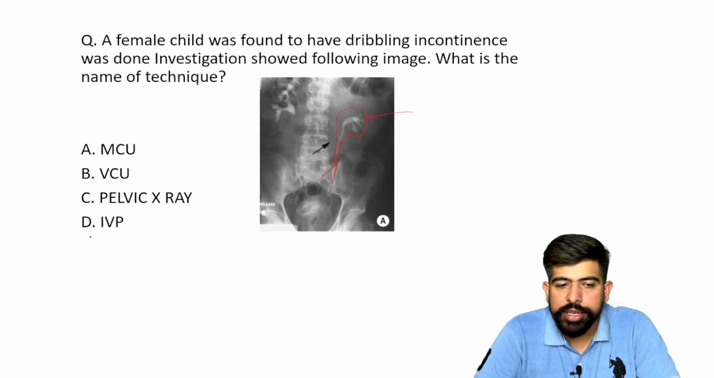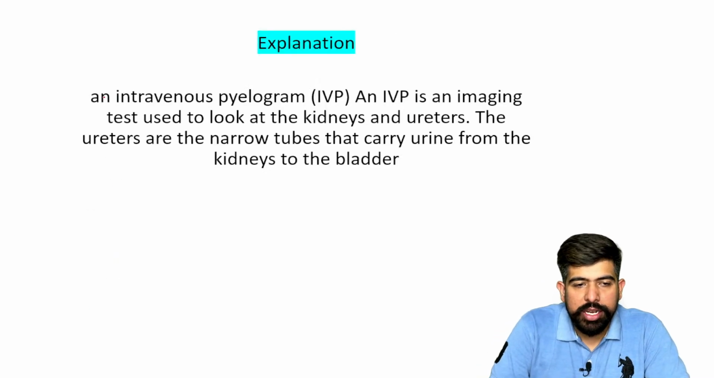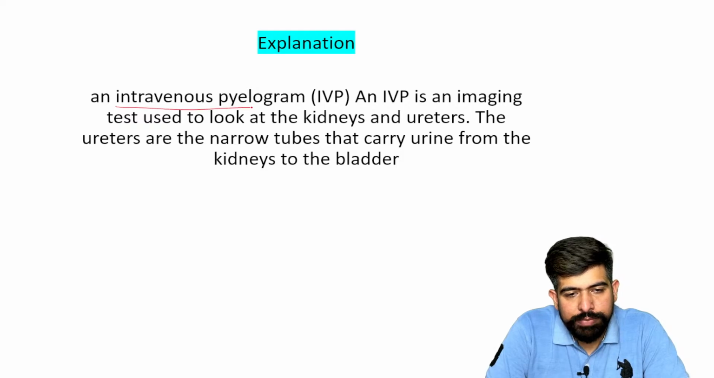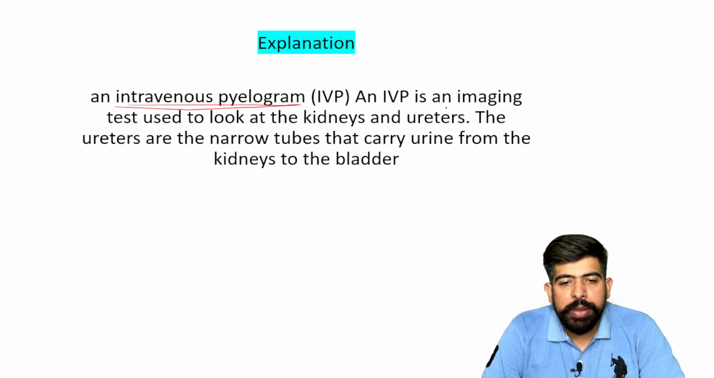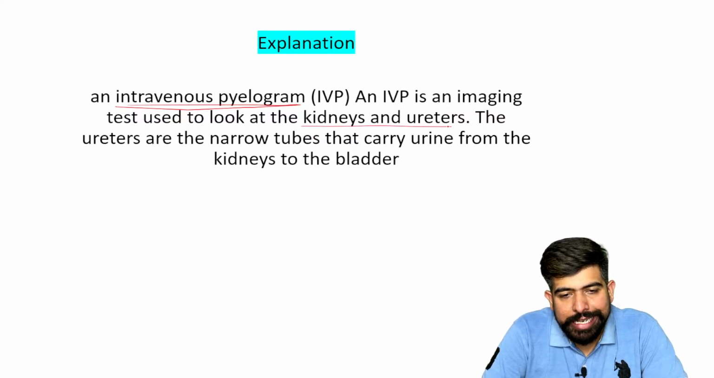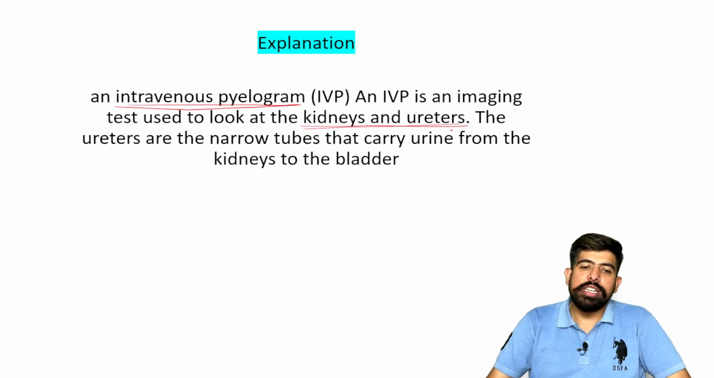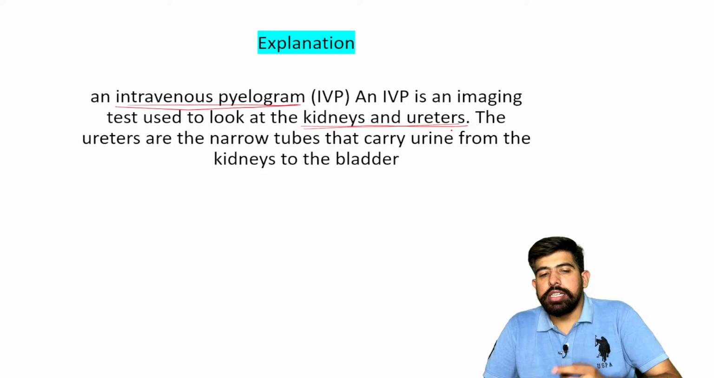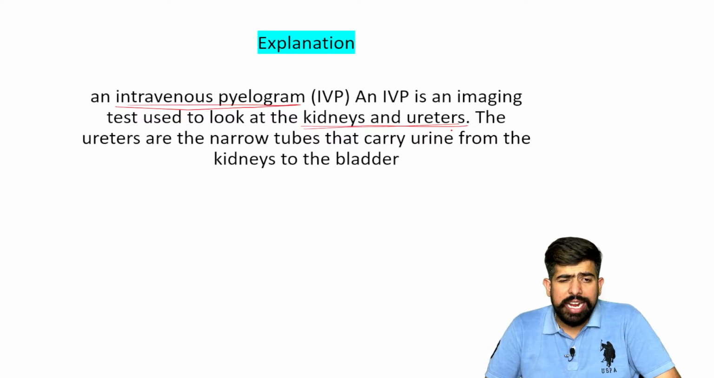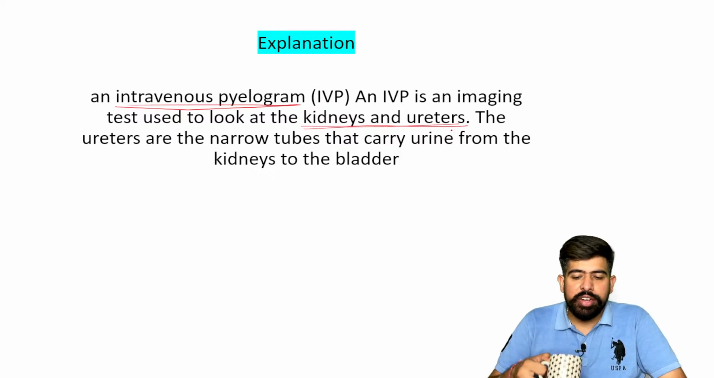Your answer should be intravenous pyelogram, right? So what is the meaning of it? Now listen to this part. In IVP imaging, the study is used particularly for the kidneys and the ureters. When we want to see the kidney, we have to inject the dye intravenously, and we have to take the X-ray of the pelvis. This is known as an intravenous pyelogram.